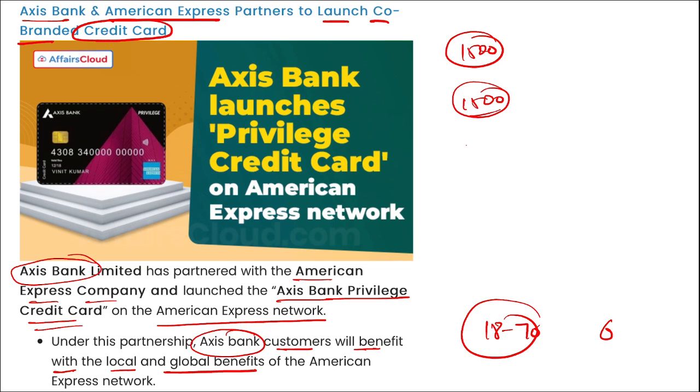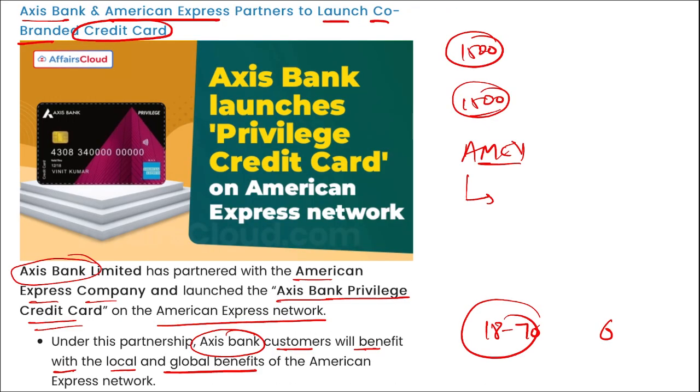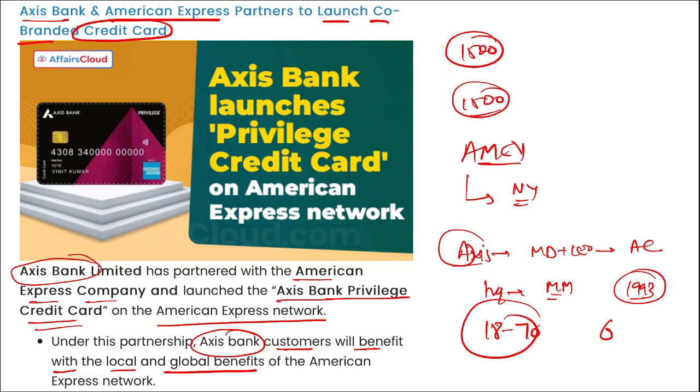Next, if we talk about AMEX, that is American Express, who is the chairman and chief executive officer here? Stephen Squeri is the chairman and chief executive officer. Headquarters of AMEX is in New York. If we talk about Axis Bank, who is the MD and chief executive officer? Amitabh Chaudhry. Headquarters is in Mumbai, Maharashtra, and it was established in 1993.